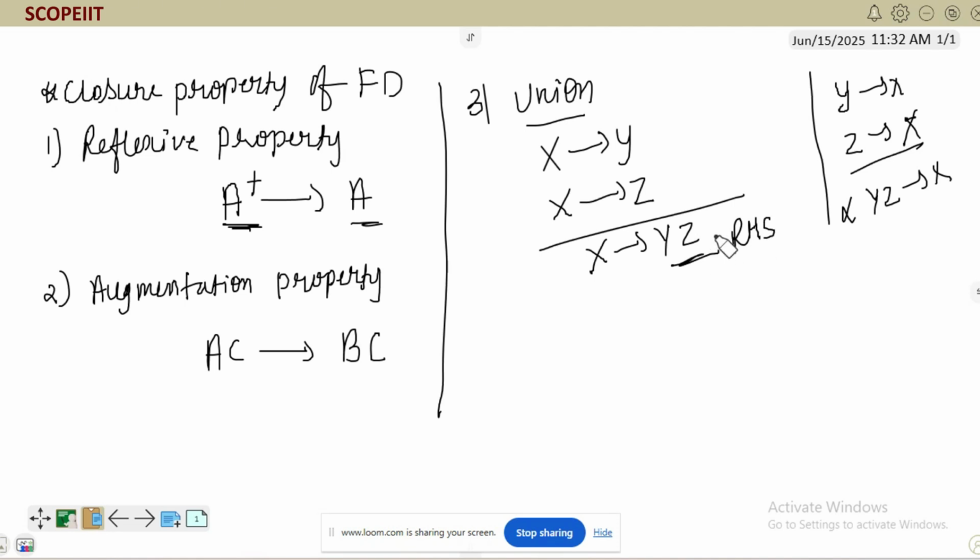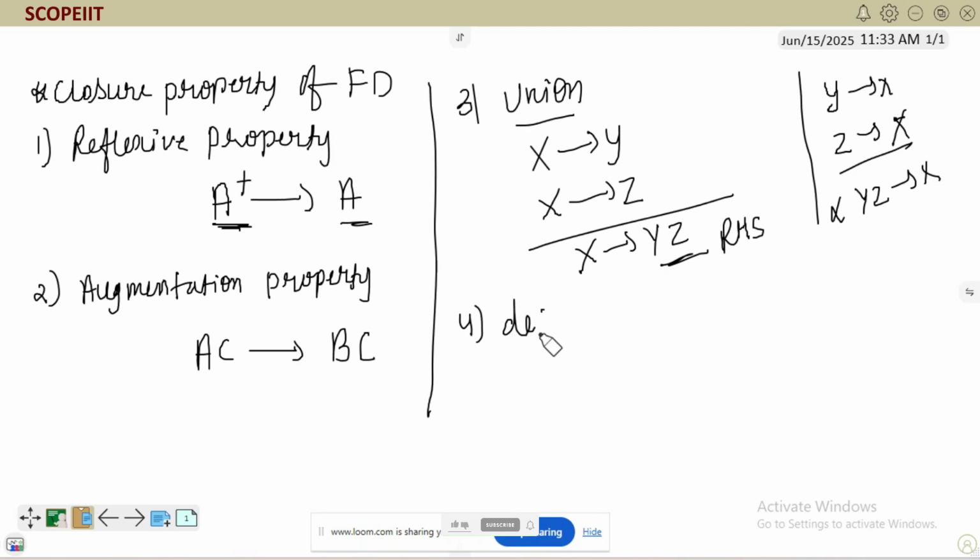It is not performed on left hand side. Students will make this mistake while solving the question, but it should be clear in your mind. Union we always perform on right hand side. We never perform union on the left term. Then the next property is decomposition.